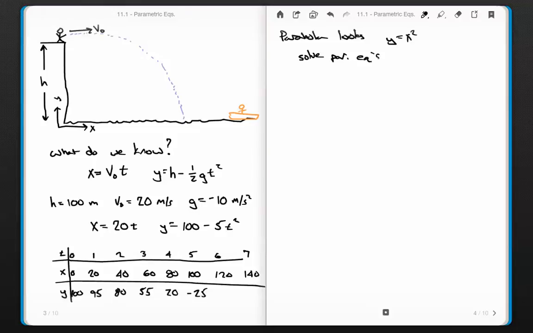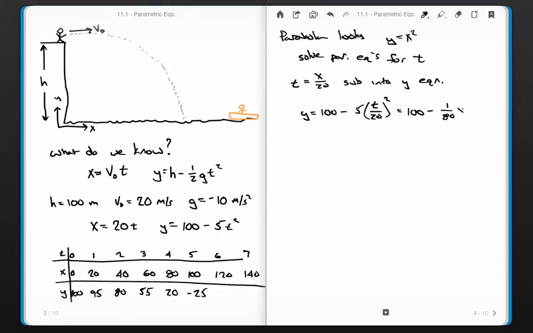solve the parametric equations for t, then I know that x equals 20t, so t equals x over 20, and then sub into the y equation, and then I've got y equals 100 minus 5 times x over 20, but it's t squared, right? So it's squared. Equals 100 minus 5 over 400, right? 20 squared is 400, so that's 1 over 80 x squared.